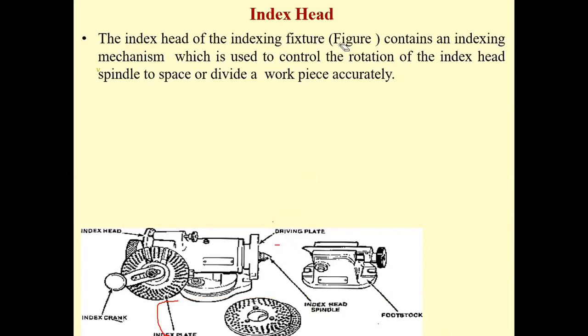The indexing head of the indexing fixtures, which is shown in the picture, contains an indexing mechanism which is used to control the rotation of the indexing head spindle. This is the indexing head spindle, and inside it there is a mechanism to space or divide the workpiece accurately. The workpiece in between has to be divided, or rather rotated, accurately through that particular angle.